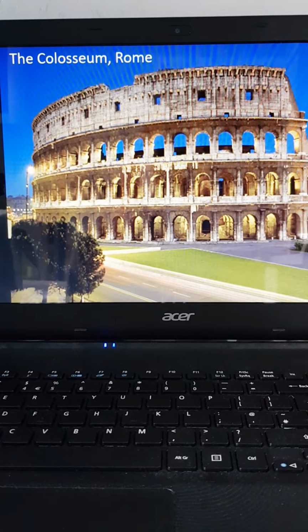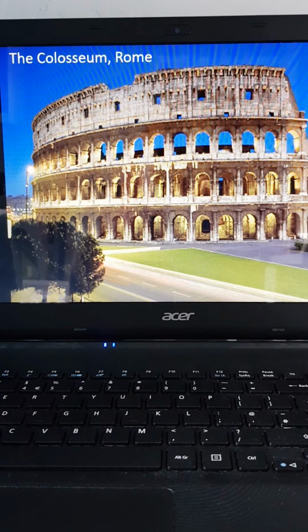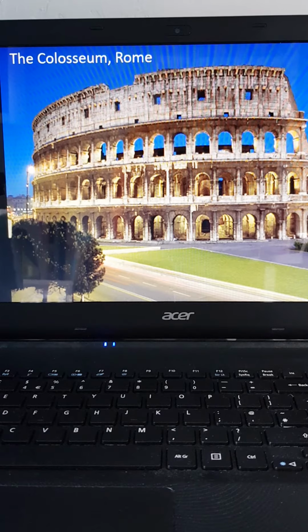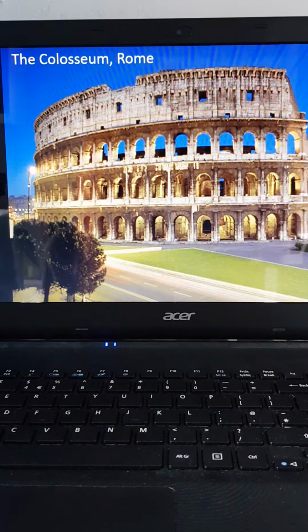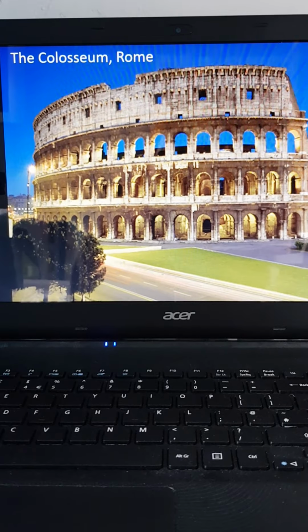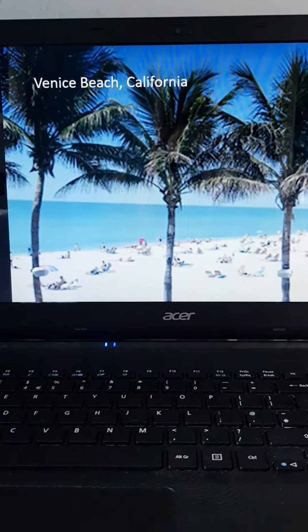Okay, so we've got the Colosseum in Rome as the next image. So again, you're answering the same questions, words that describe this image. What can you see if you're there? If you were there, standing, taking this photo, what would you be able to hear? What can you smell? How would you feel if you were there? And whether that's somewhere that you would like to visit.